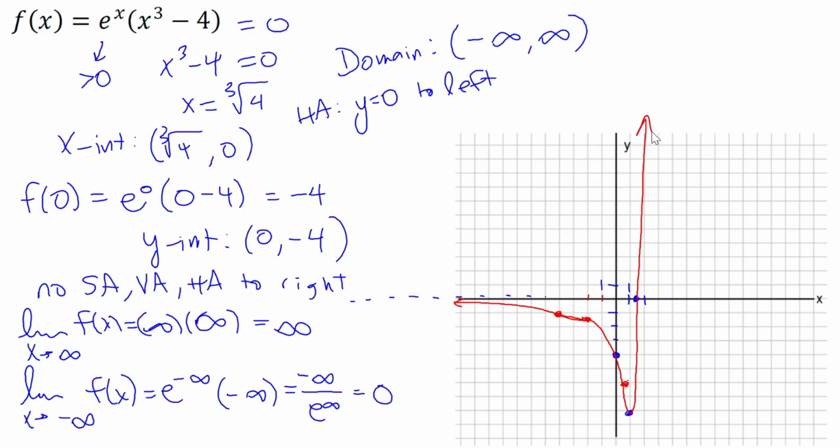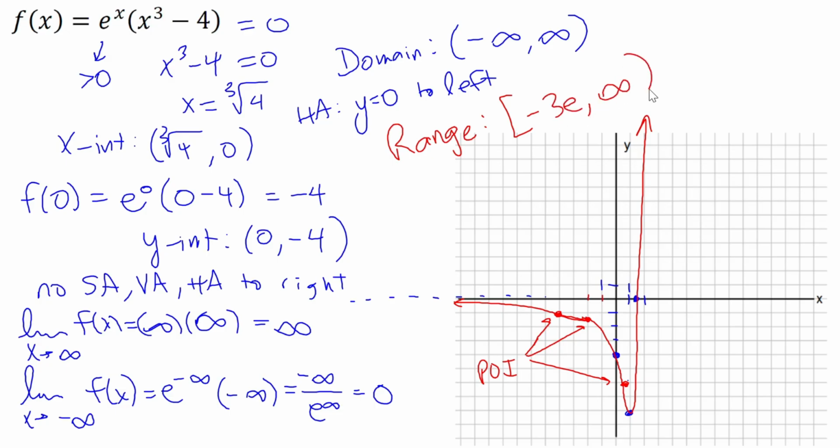So we had a point of inflection. In fact, we'll just do this. We had a point of inflection here, we had a point of inflection here, and we had a point of inflection there. And our minimum was there at negative 3e, and it looks like that's an absolute minimum. So when we write out our range, we'll say that our range is from negative 3e up to infinity.